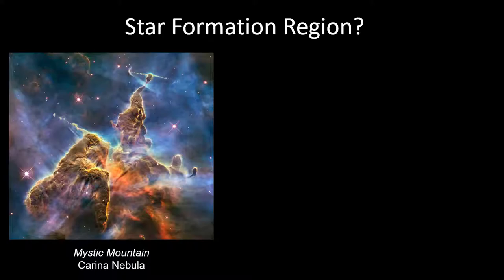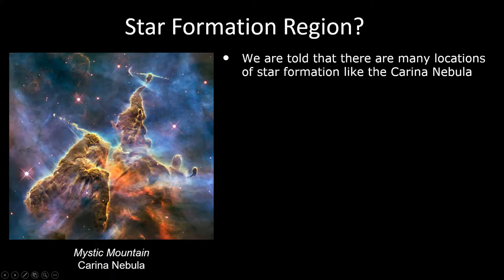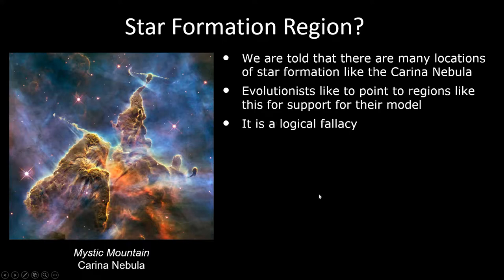This picture is from the Hubble Space Telescope, which is able to go far into the universe and take pictures. And here's a picture of what's called the Mystic Mountain, in the Carina Nebula. We are told that there are many locations of star formation like this one. Evolutionists like to point to regions like this for support for their model. But it's actually a logical fallacy.